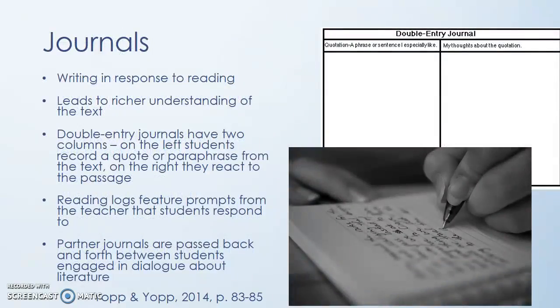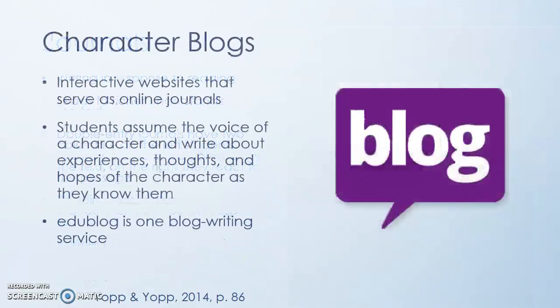Journals are a great way to respond to reading and leads to a richer understanding of the text. A double entry journal has two columns. On the left-hand side, you record a quote or paraphrase from the text, and on the right, you react to that passage. A reading log features prompts from the teacher that students respond to, and partner journals are passed back and forth between students, and they engage in dialogue about the literature with each other.